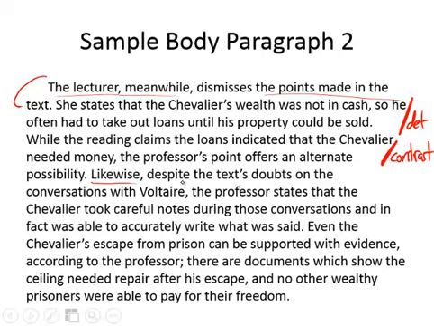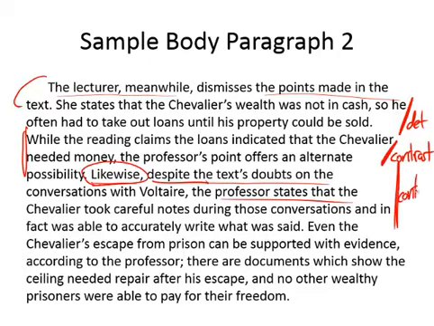Likewise, despite the text's doubts on the conversations with Voltaire, the professor states that the Chevalier took careful notes during those conversations and in fact was able to accurately write what was said. This word here tells us that this sentence will have a similarity to this sentence. What's similar? The lecture disagrees with the text again. So the text doubted something, but the professor states that it's not true. We have another contrast.